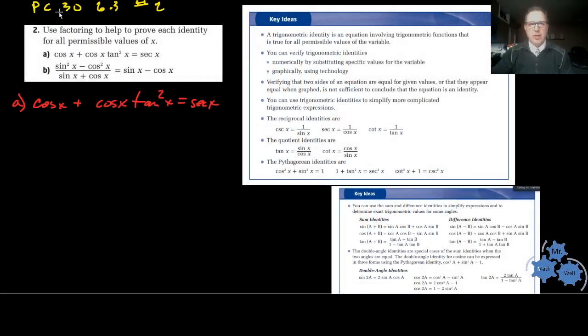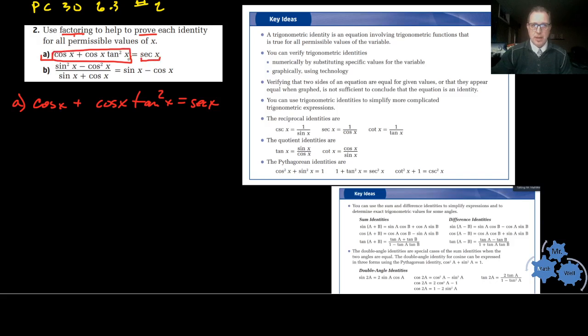All right, so here we are. We're going to take a look at Pre-Calculus 30, section 6.3, number 2. And of course, we're talking about trigonometric identities. We're working at proving identities. And this question asks us to use factoring to help to prove each identity for all the permissible values for x. So we're going to use factoring to prove that for a, this side is equal to this side.